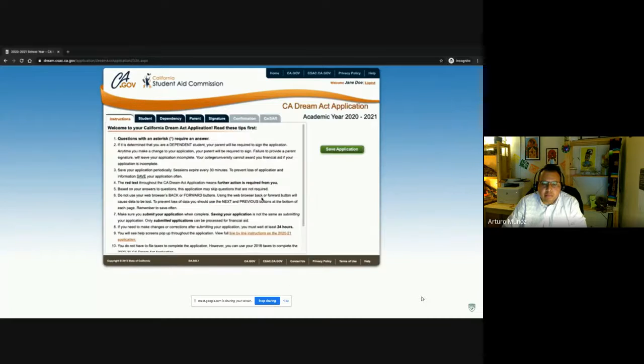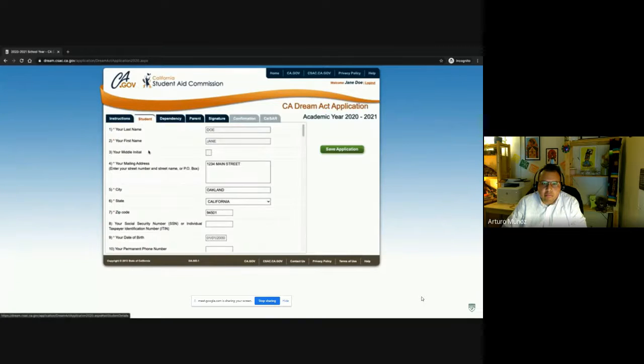The California Dream Act application requests demographic information about you. If you have a Social Security number, you may enter it. If you do not have a Social Security number, but have an individual taxpayer identification number, or ITIN, you may provide that. If you have neither, you may leave the Social Security number question blank. All questions with an asterisk are required.